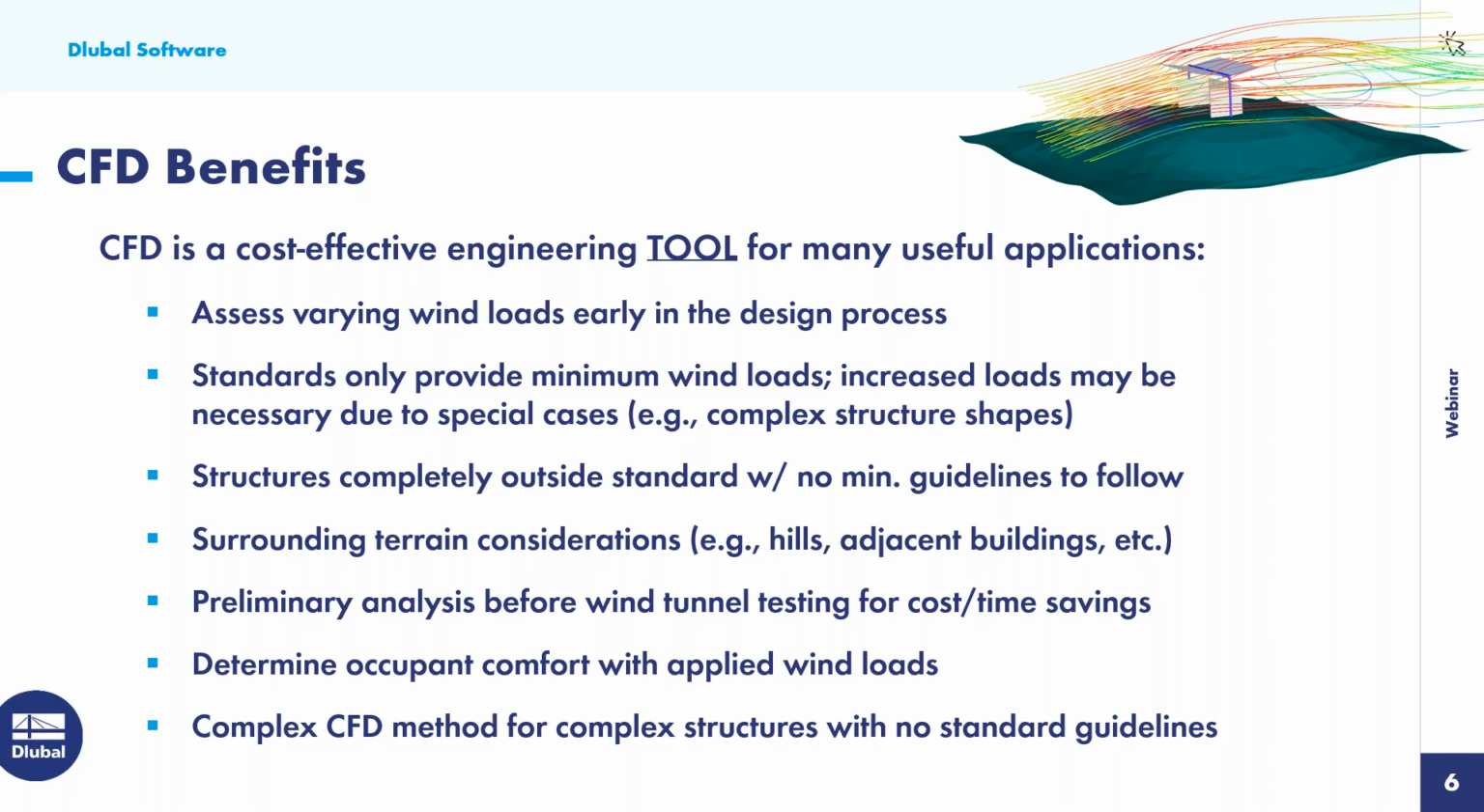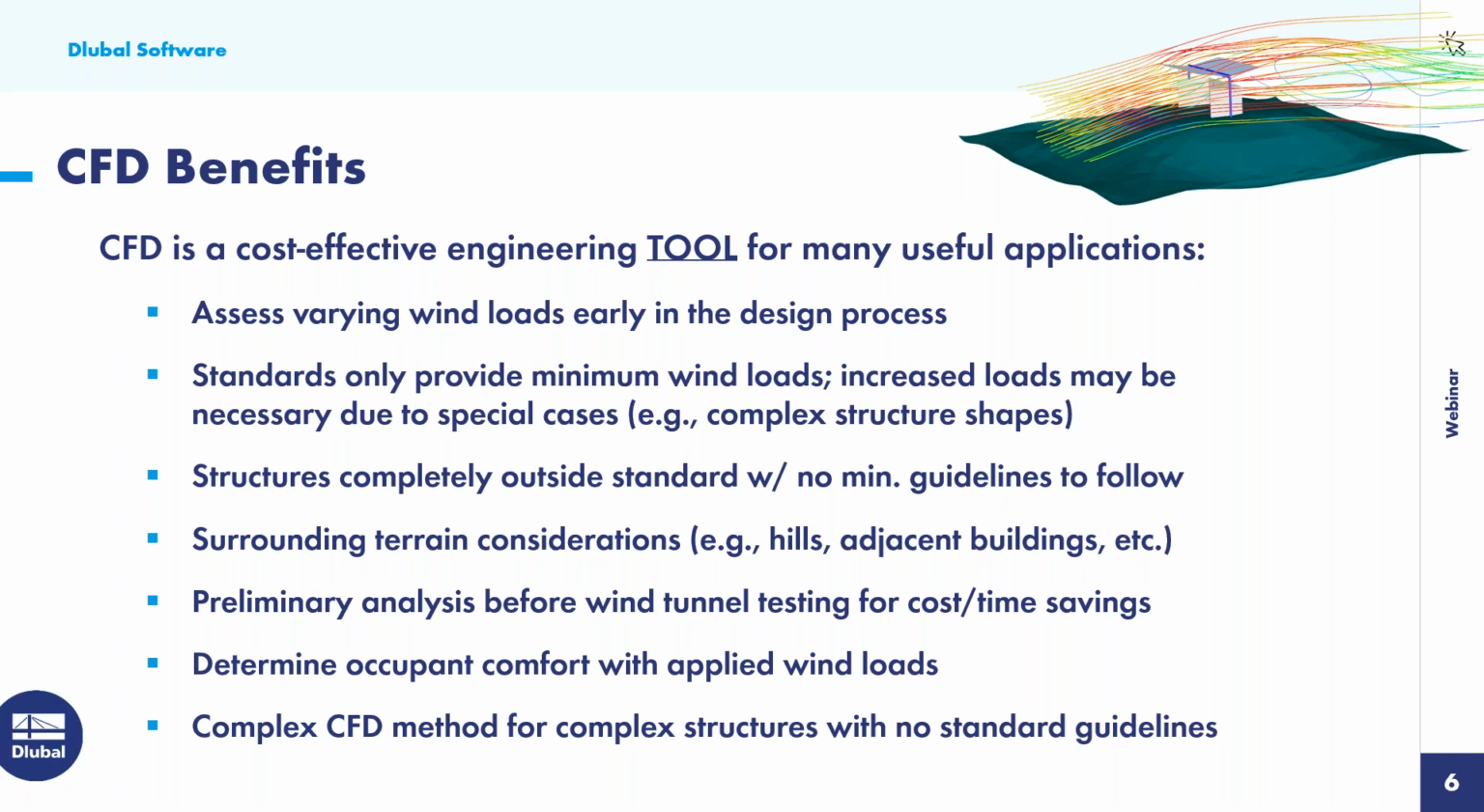CFD should really be applied for structures that completely fall outside the standard with no minimum guidelines to follow. There are certainly many structures that are not addressed directly within the ASCE 7, for example. So we see how a program like RWIND could be useful. We also can take into consideration surrounding terrain or objects. So if we have a very complex terrain with many hills, maybe adjacent buildings, and we want to see how that impacts the wind flow on our structure, we can use CFD.